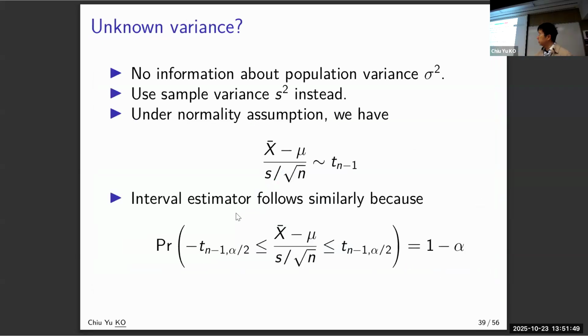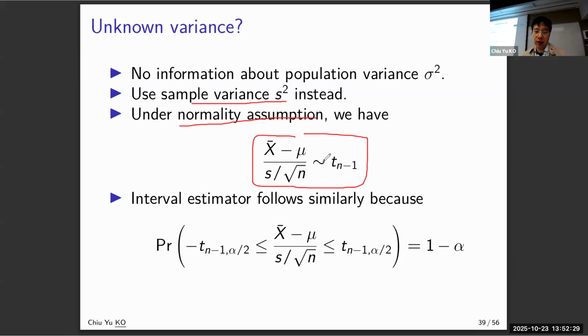And if we don't know sigma squared, which is often the case because we don't have the information, we'll use S instead. But if you do that, the important thing is that we need to invoke the normal assumption applied to the population, which may or may not be true. If not true, then this is not valid, and you have to use other methods. But assuming it's valid, which is usually the case, then this follows the T.